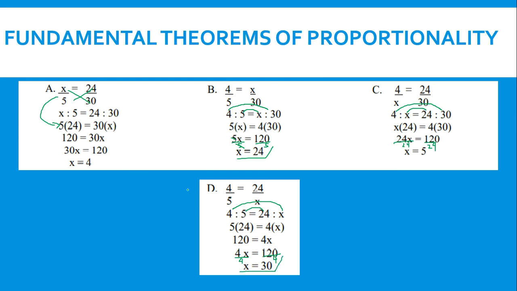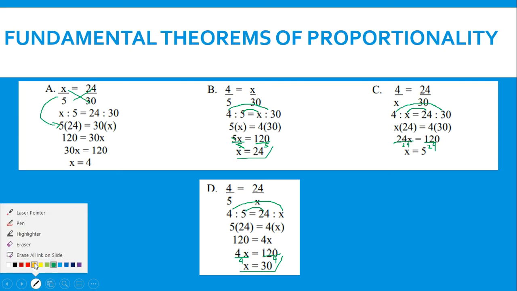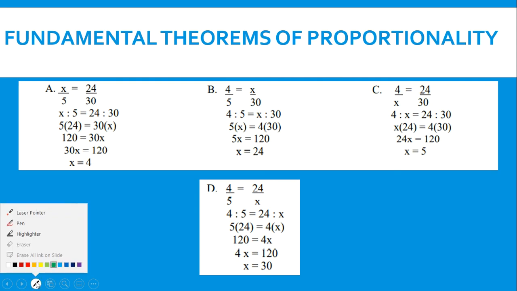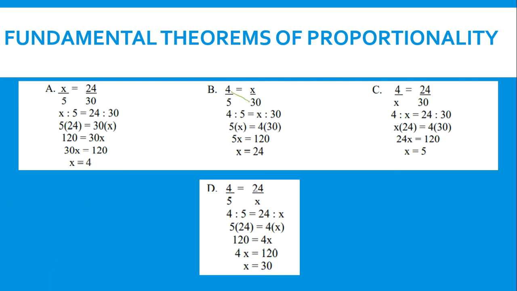If you're going to use cross multiplication again, it is just the same in some parts of this solution. For example, 4 times 30 is the same here, and 5 times x is where the solution starts. If you're going to cross multiply without using this one, you proceed the same way, same as letter C, then letter D.